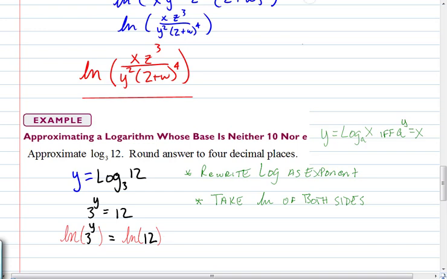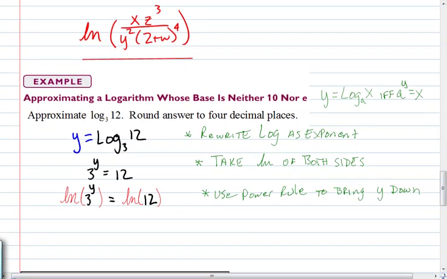Now I want to use the power rule to get that variable out of the exponent. So we move it to the front, and that's going to give us y times the natural log of 3 equals the natural log of 12. Natural log of 3 is just a constant like 7 or the square root of 2. It's just a number. And it happens to be a number that you can use your calculator to get a decimal approximation for.